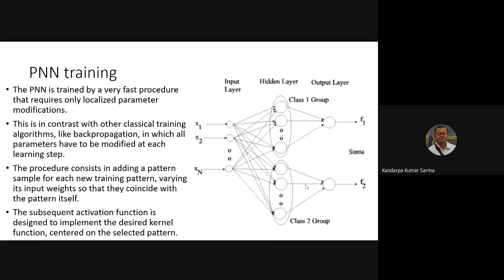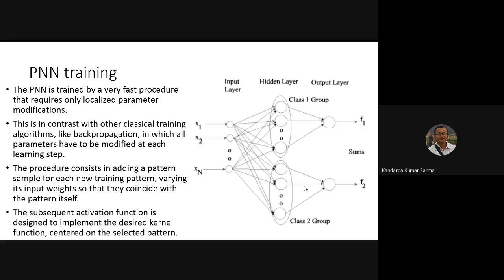So the PNN training is a fast procedure. Here we find that the PNN will just require localized parameter tuning, localized parameter variations. This is in contrast with classical training algorithms like backpropagation, in which all the parameters are to be modified in each of the learning steps.